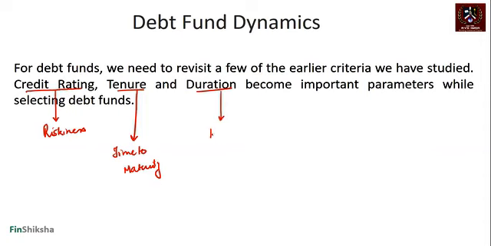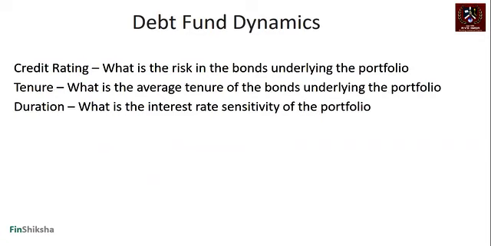And duration is basically a measure of interest rate risk, right? Also, the parameter typically used is called modified duration. These are three of the more important parameters for the fund. So when we are looking at a debt fund, these three parameters assume paramount importance when we are evaluating it. The risk in the bonds underlying the portfolio is given by the credit rating. The average tenure of the bonds underlying the portfolio is given as the tenure, and the interest rate sensitivity is given as duration.